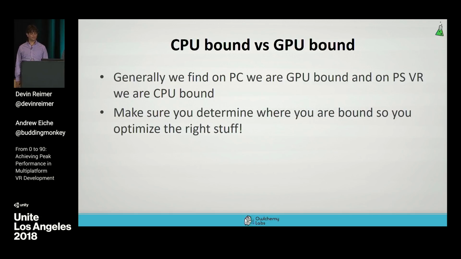It's very important to think about where you are currently bound, on the CPU or the GPU. Generally, we find on PC we're GPU bound, but on something like PSVR, we're CPU bound. It's very important that you determine where you are bound to optimize for that. There's a lot of material online about how to determine whether you're CPU or GPU bound, but make sure you're optimizing the right stuff. If you end up being GPU bound and you're spending a lot of time optimizing the CPU, you won't do yourself any good.